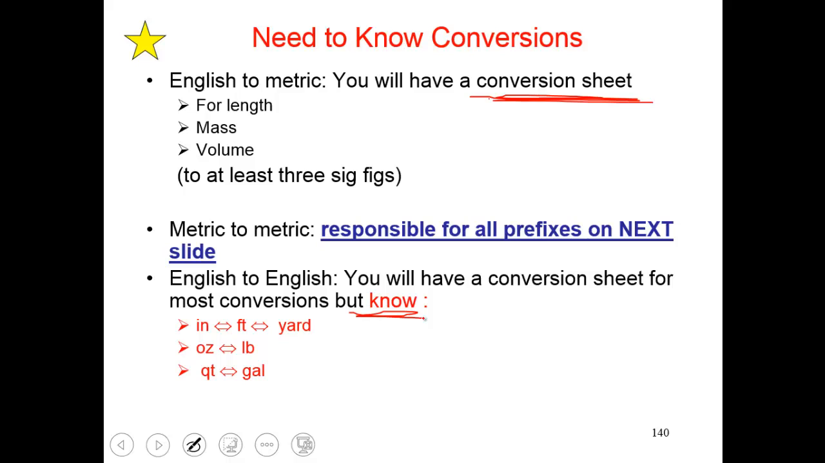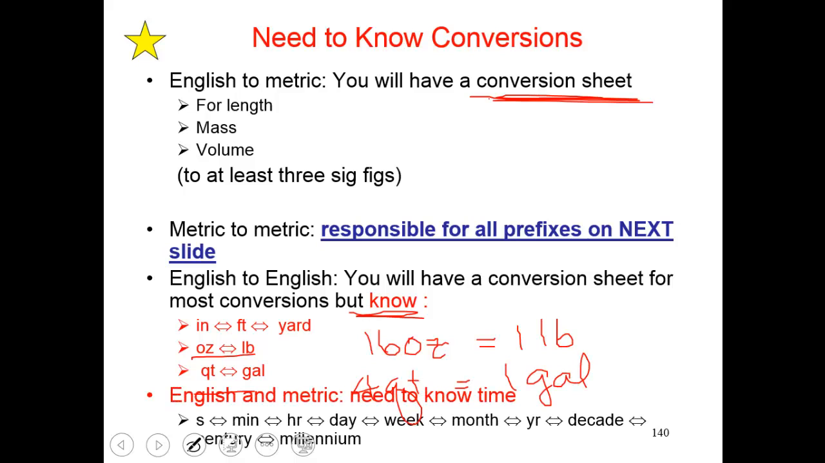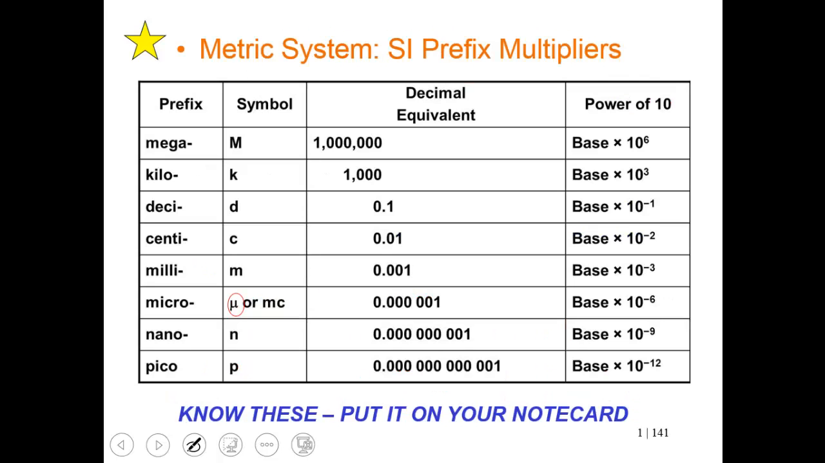If you have not grown up in the United States and you do not know the English system, we're assuming, because you're taking class in the United States, that you know that there are 3 feet in a yard. For example, you will need to know how many ounces are in a pound. There are 16 ounces in 1 pound, and there are 4 quarts in a gallon. You should also know things about time: how many seconds are in a minute, how many minutes are in an hour, how many years are in a decade. Dec means 10.